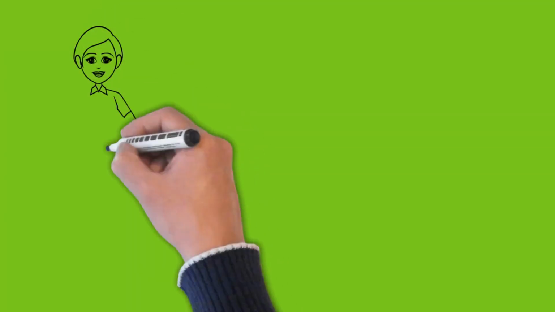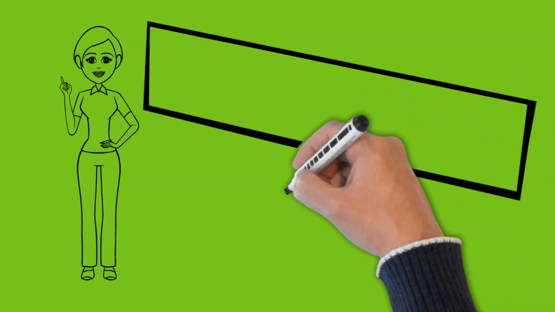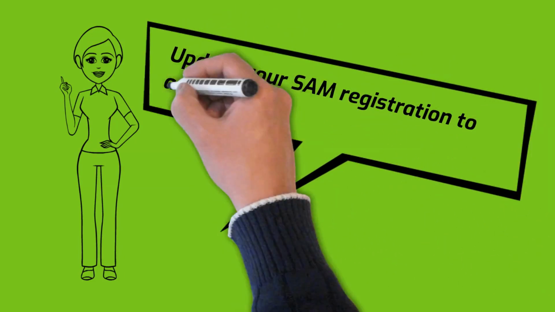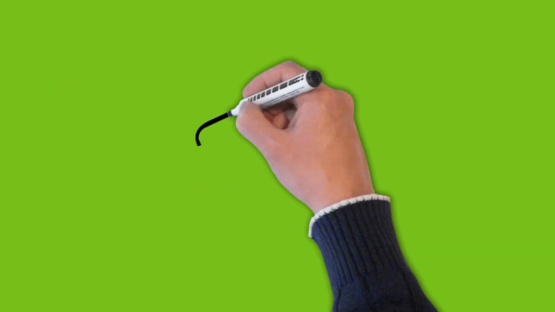And one last thing, I get asked all the time, can I add codes to my SAM registration? Yes, you can add more codes whenever you want. For example, you may come across a solicitation that's perfect for you, but it uses a code that you haven't listed in your SAM profile. You can go back into your SAM registration and add that code. It's no problem. And friends, please remember that it is completely free to use all the websites I've shown you.